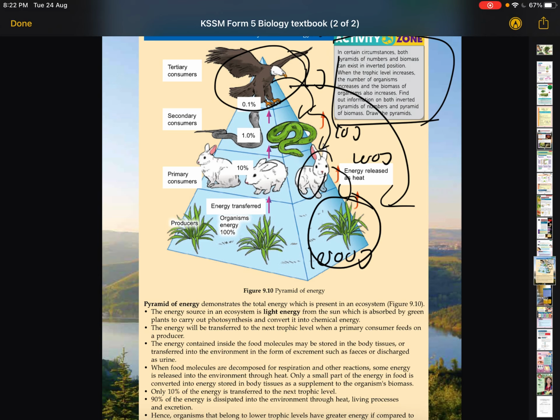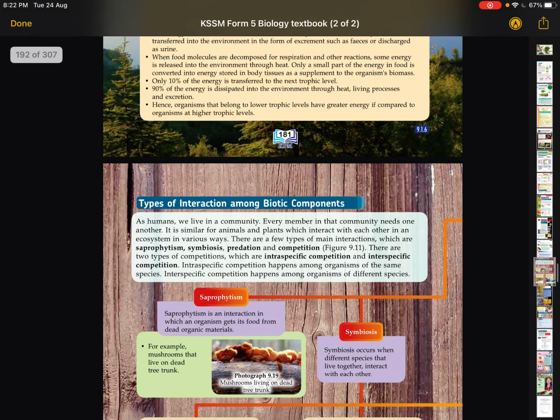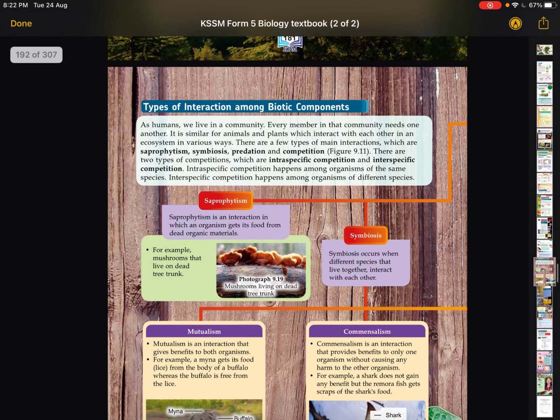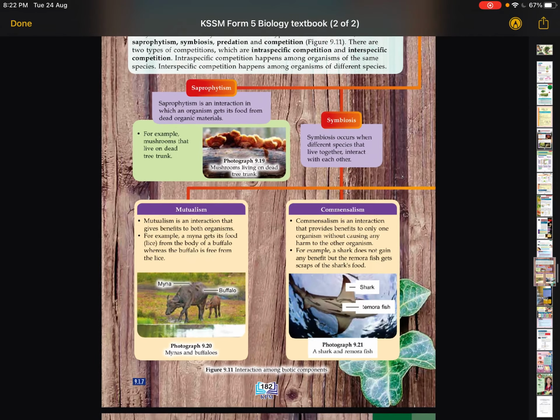It's not like it only receives 1 joule every time it eats. It receives 1 joule from the plant itself. So if this rabbit eats the plant, it gets 100 joule. But if this eagle eats the snake, that eats the rabbit, that eats the plant, it will only receive 1 joule from that plant. So I hope it's understandable lah.